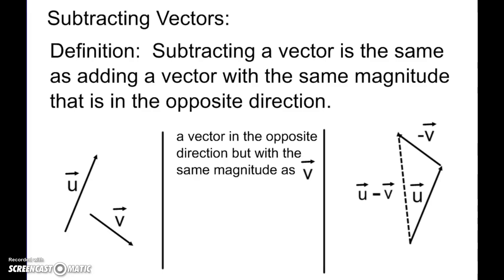Subtracting vectors. You just move the second vector so it goes the opposite direction, and then you add them.